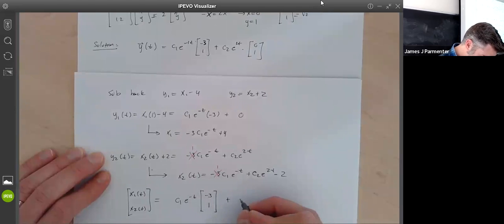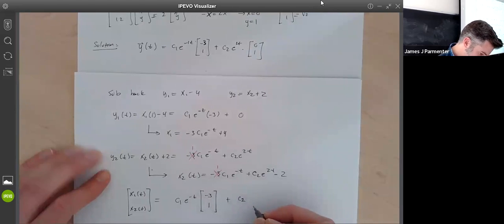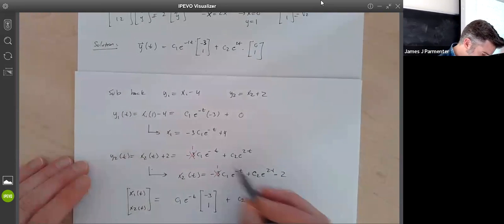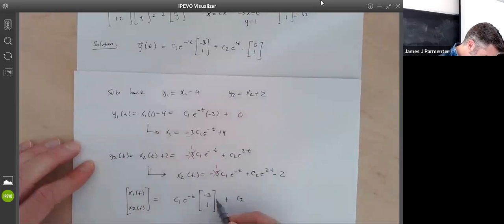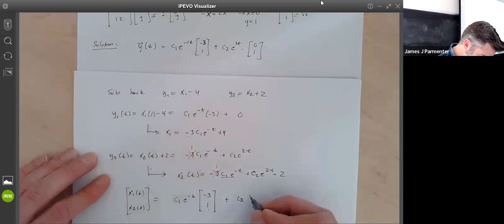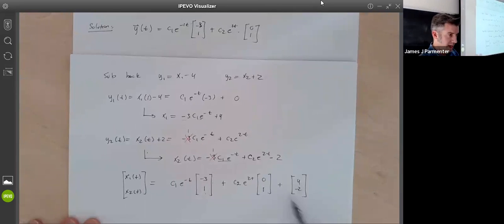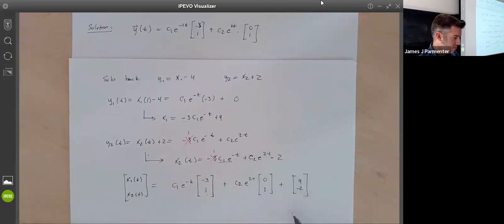Plus c2 e to the 2t times (0, 1), and then finally plus (4, 2). So a little extra part there gets added on as a vector at the end. Kind of neat. It's also kind of a giant pain in the butt.